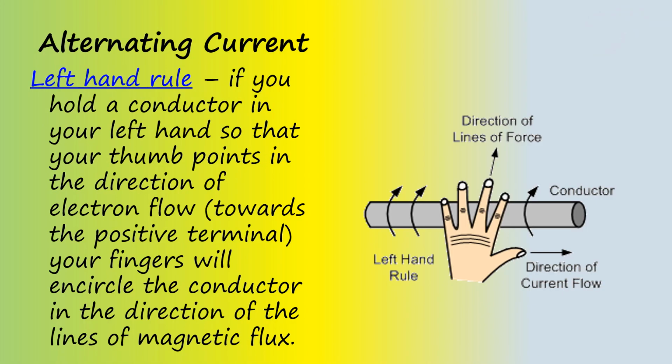If you hold a conductor in your left hand so that your thumb points in the direction of electron flow towards the positive terminal, your fingers will encircle the conductor in the direction of the lines of magnetic flux.